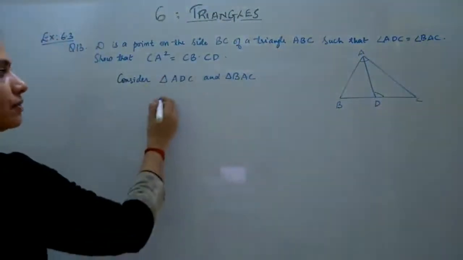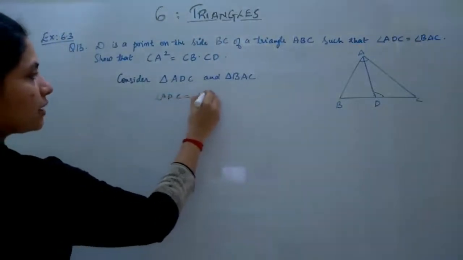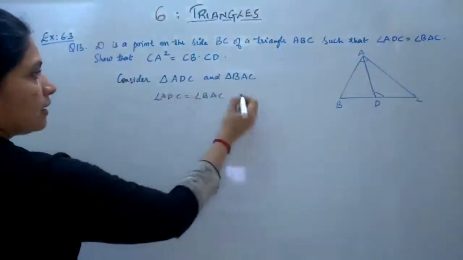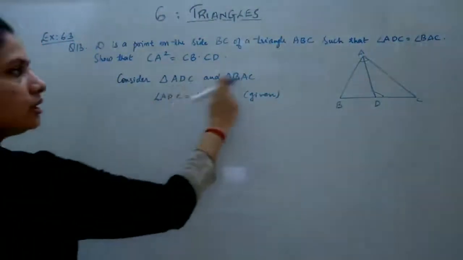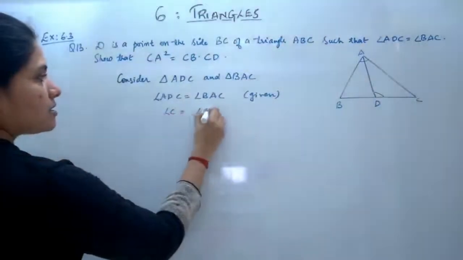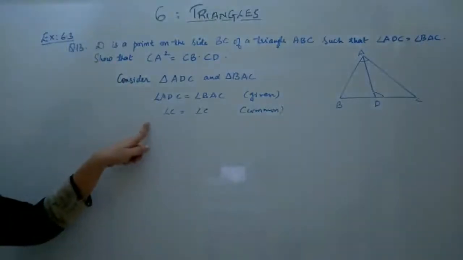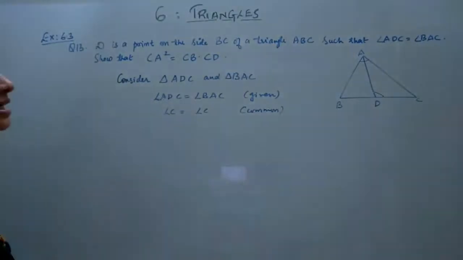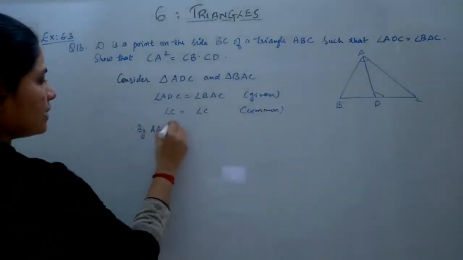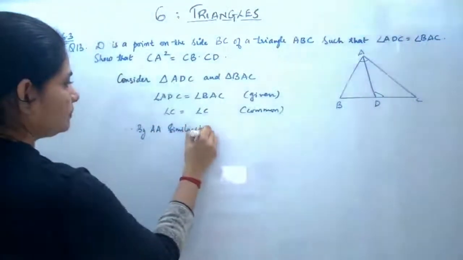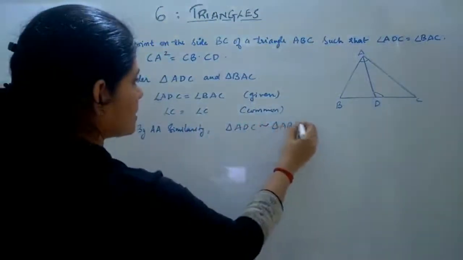Now, what concepts do we have from the two triangles? One thing is given, that angle ADC is equal to angle BAC. Another thing is that angle C is common to both the triangles, so angle C is equal to angle C. So from the AA similarity criterion, you can say that the two triangles are similar. Therefore, by AA similarity, triangle ADC is similar to triangle ABC.